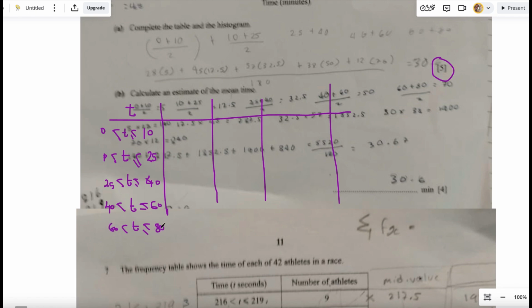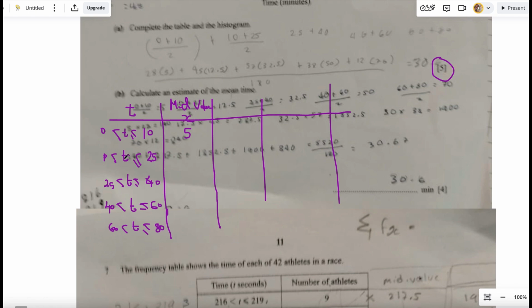So since we have this, the next step is to find our mid values. How do you find the mid value? The mid values are called the values of x. You only find mid values if it's grouped data. If it's not grouped data, you just use the ordinary values. But if it's grouped like this, you find the mid value: the first one plus the second one, divided by 2. So 0 plus 10 is 10, divided by 2, we get 5. The mid values are called the values of x.